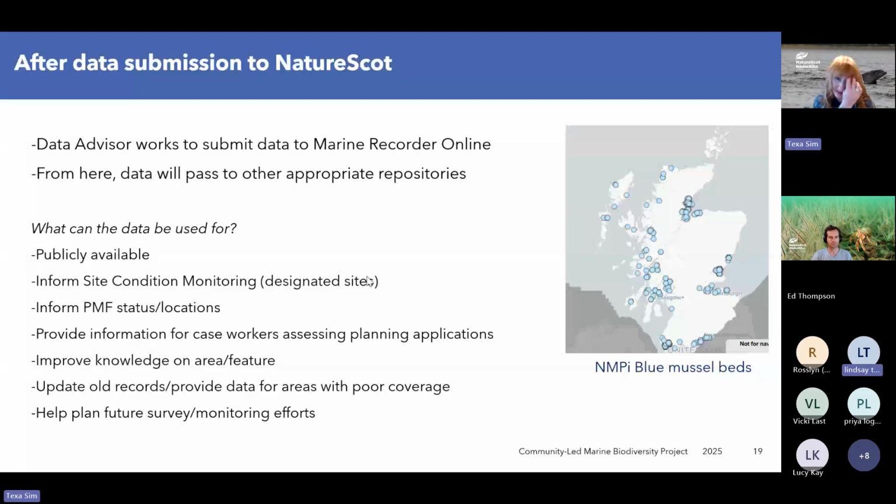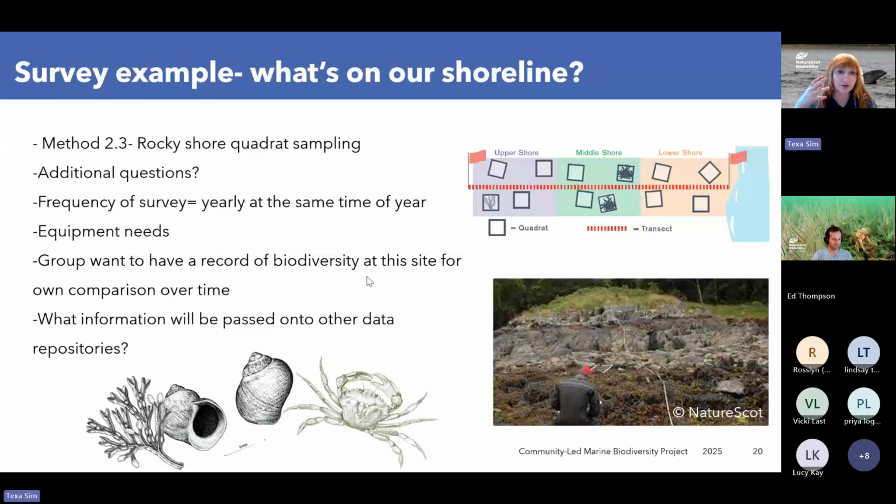So I think that this is probably something you've all been through, and kind of having an example of what you would think about in terms of when you're starting off. I just wanted to put a wee example in terms of how you'd start this process. And the question really simply for this example is, what is on our shoreline?